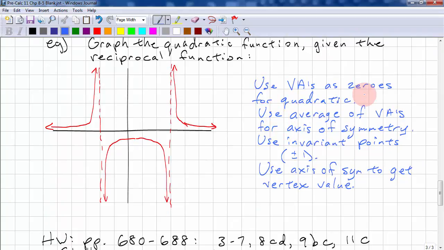Okay, first step is use the vertical asymptotes as zeros for the quadratic function. So here's the vertical asymptote, here's another vertical asymptote. These are the zeros for our quadratic function. Use the average of the vertical asymptotes for the axis of symmetry. 3 minus 2 is 1, divided by 2 is 1/2.